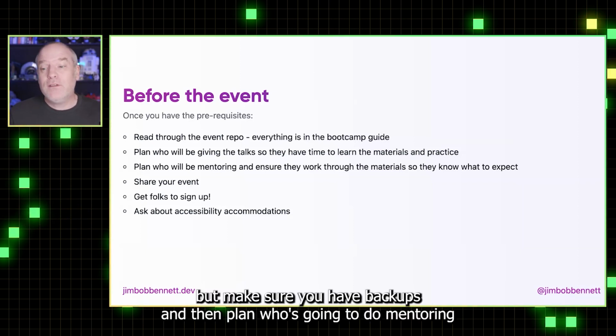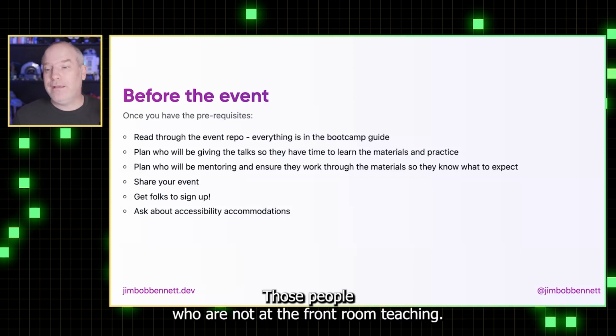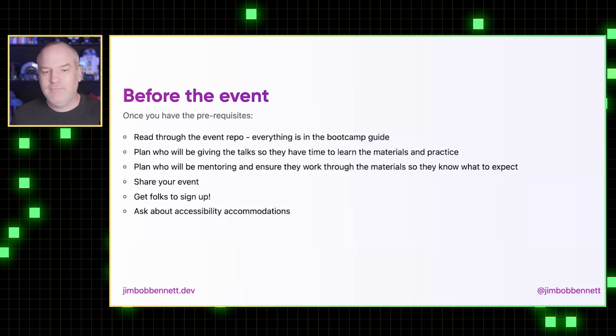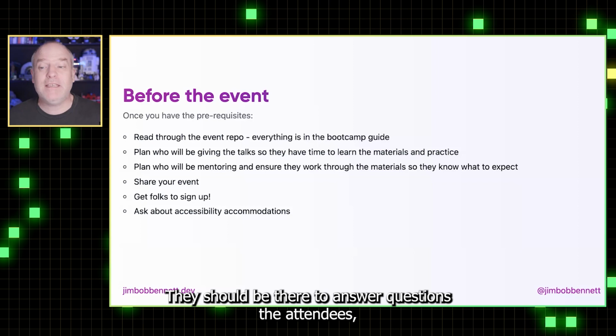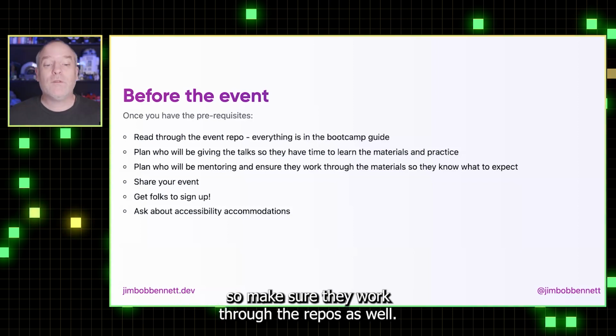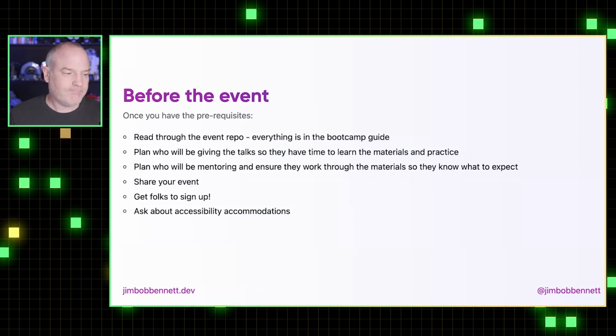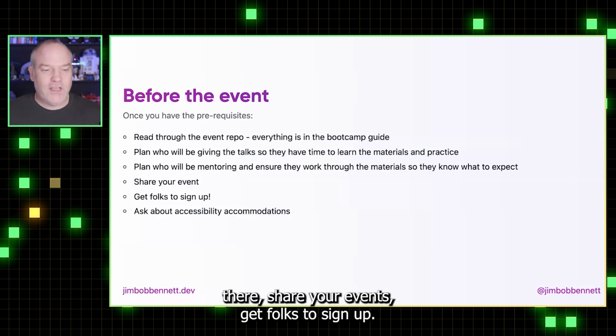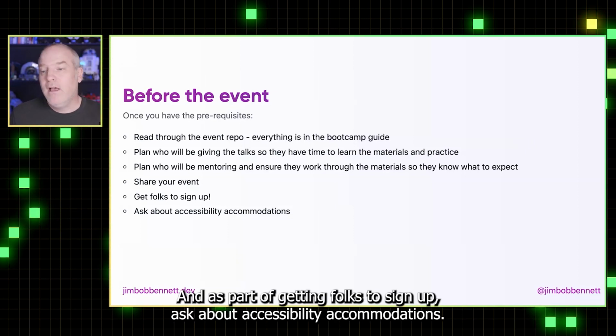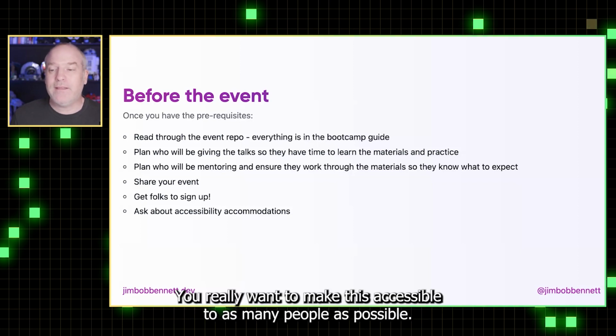And then plan who's going to be doing mentoring. Those people who are not up at the front of the room teaching, they need to be mentors. They need to be there to answer questions from the attendees. So make sure they work through the repos as well. They understand what is going to be asked of them so they know what to expect. Then get out there, share your event, get folks to sign up. And as part of getting folks to sign up, ask about accessibility accommodations. You really want to make this as accessible to as many people as possible.